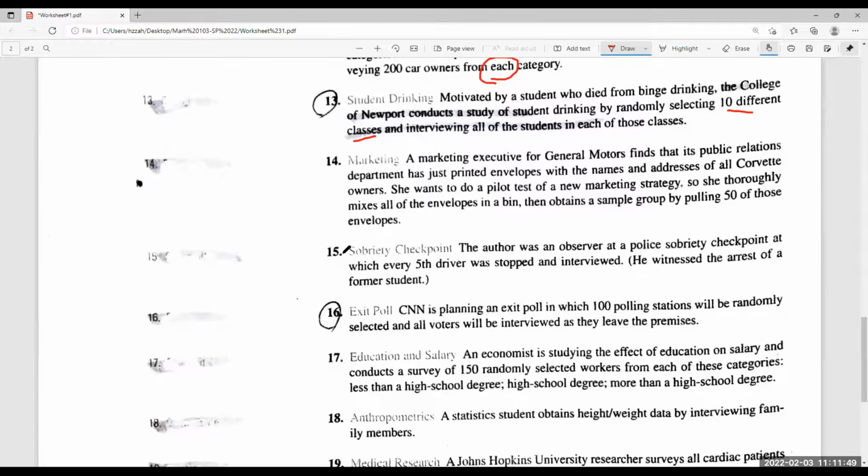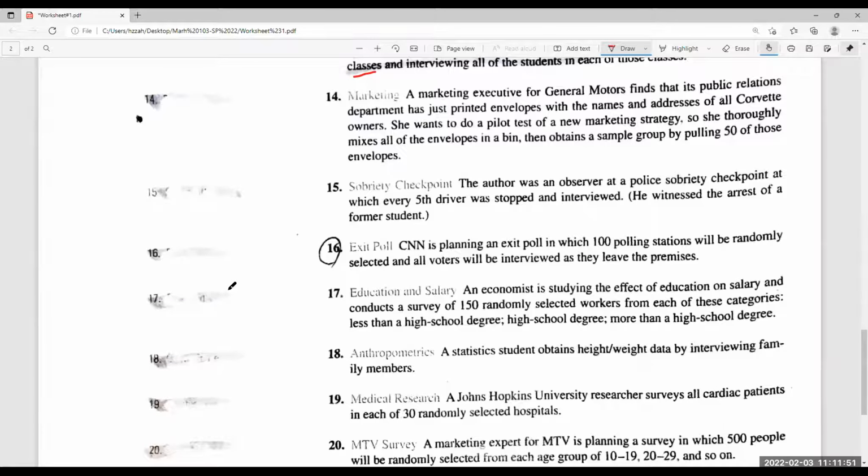So go on, 16. CNN is planning an exit poll in which 100 polling stations will be randomly selected and all the voters would be interviewed as they leave the premises.